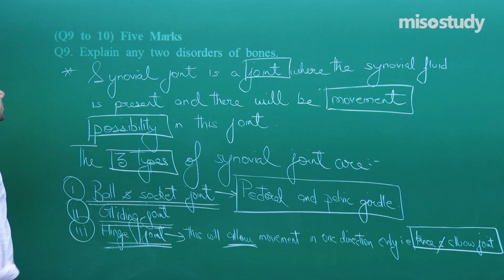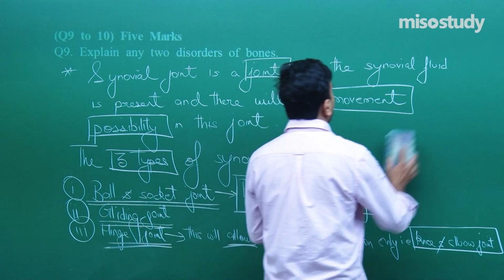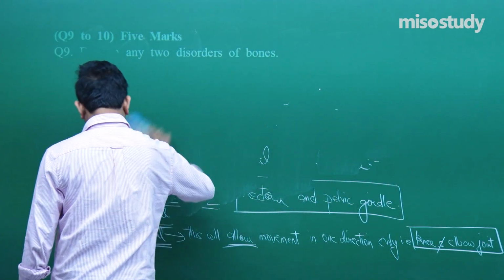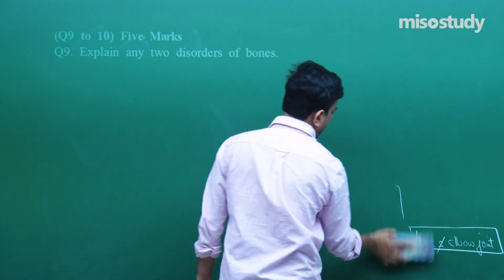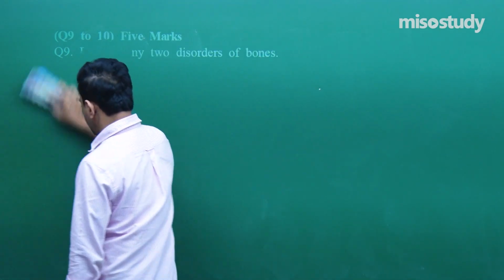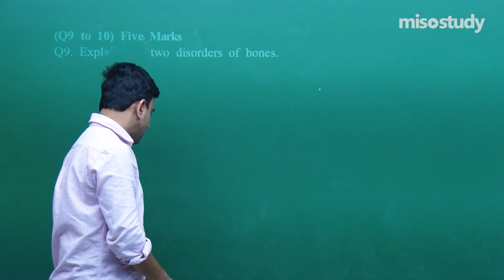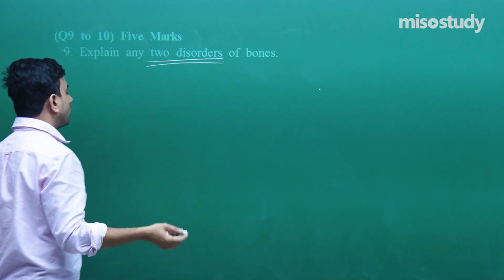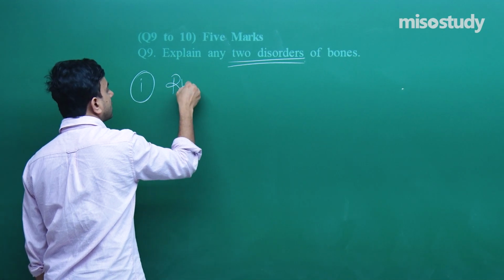We move on to the next question. Explain any two disorders of the bone. There can be many disorders of the bone. For example, let's state some of the disorders. We'll start with rheumatoid arthritis.